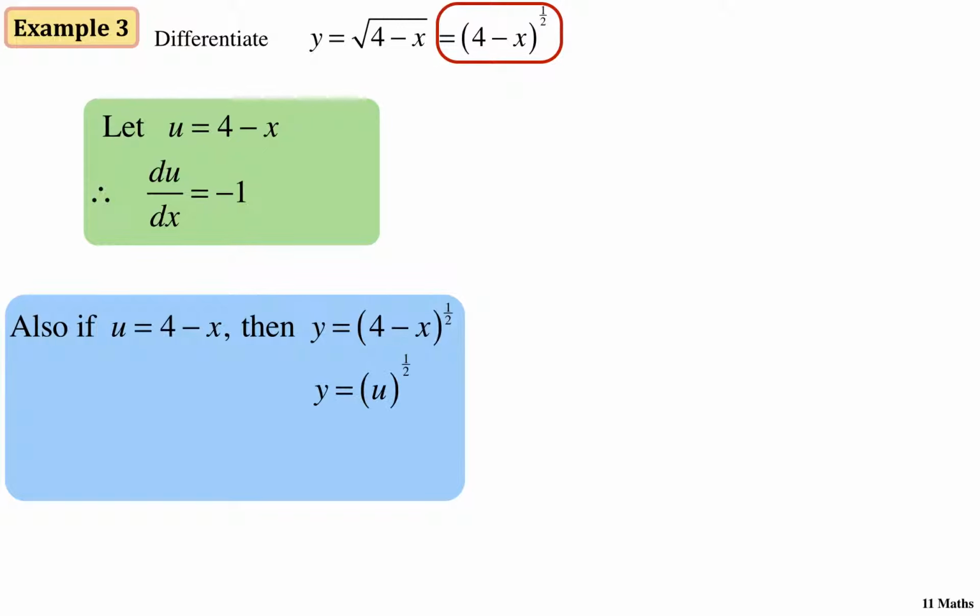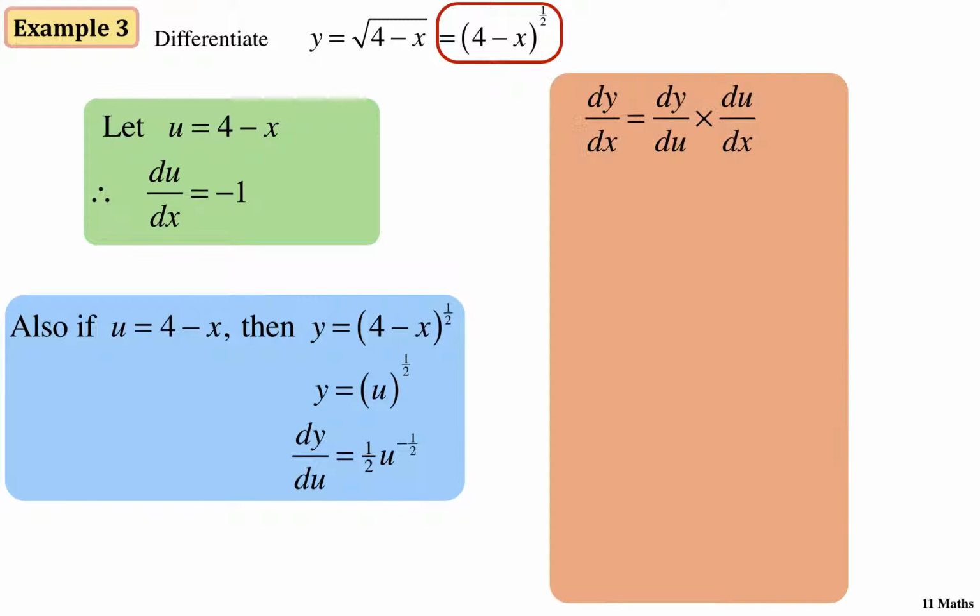So we get y equals u to the power of a half. If we're going to differentiate y with respect to u, the half goes out the front. U to the power of, what's a half take away 1? That would be minus a half. So you get dy/du equals a half u to the power of minus a half. Let's use our chain rule or composite function rule. Now I know dy over du, I found that here. I know du over dx, I found that earlier on.